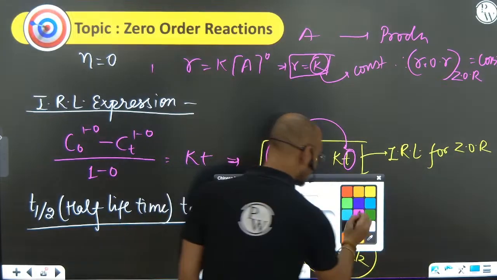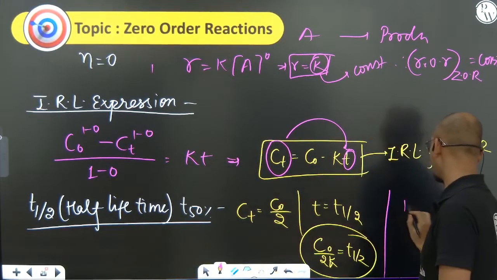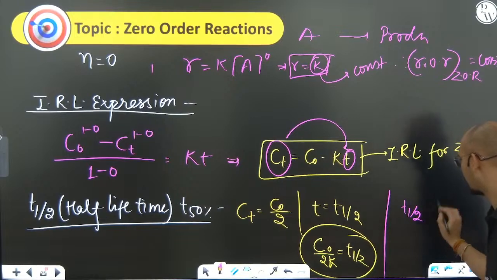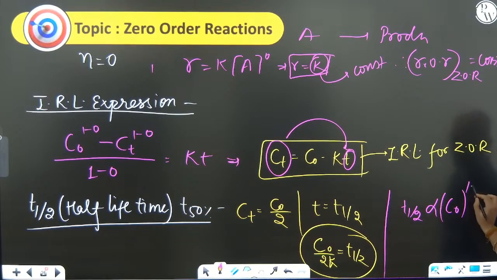As a rule, always remember what we have seen: t half for any order reaction is directly proportional to C naught to the power 1 minus n.